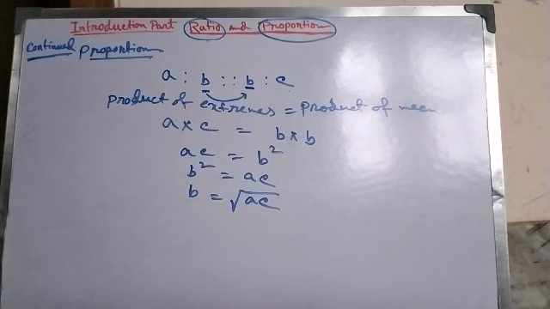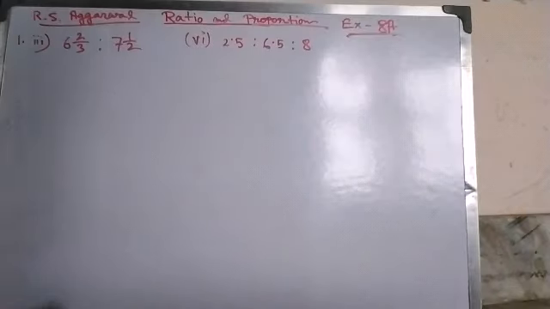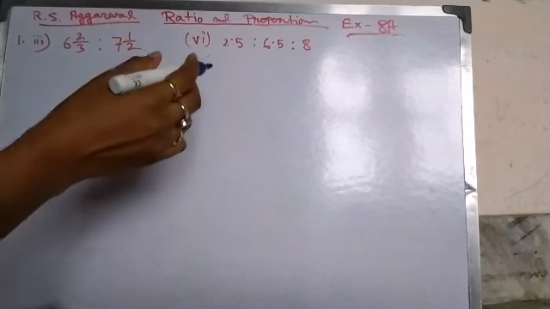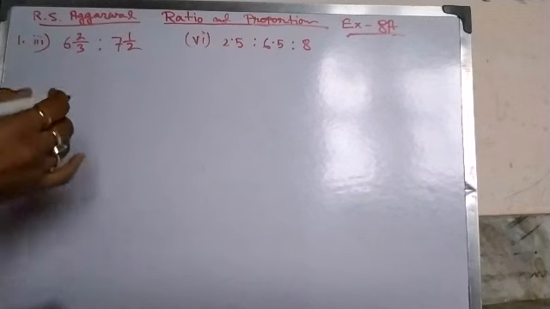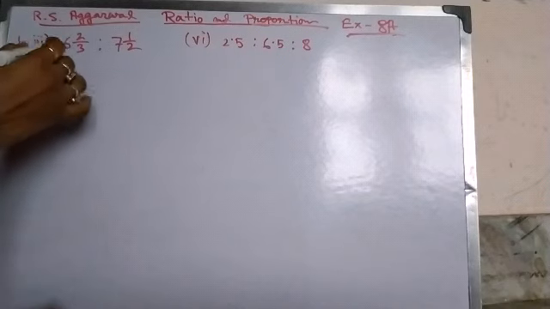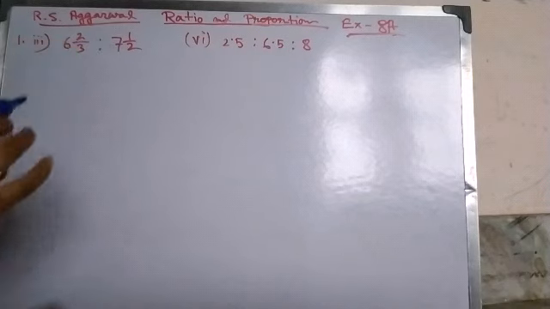Now I will discuss the sums of exercise 8A from R.S. Agarwal book. So let's start the exercise. Exercise 8A from R.S. Agarwal book. This is question number 1, part 3. So here we have to make this ratio in simplest form.